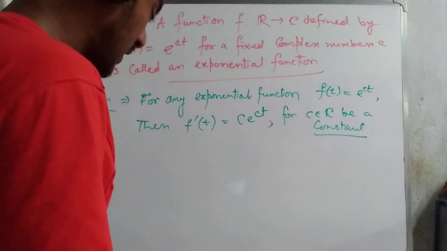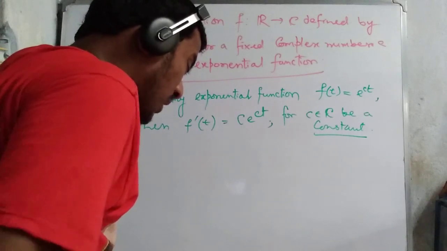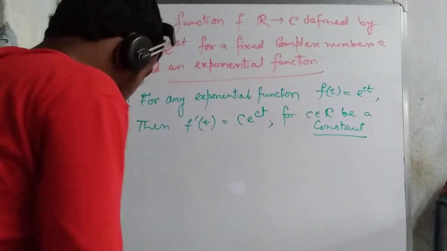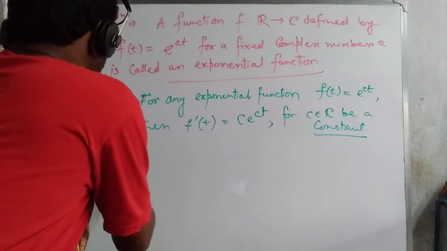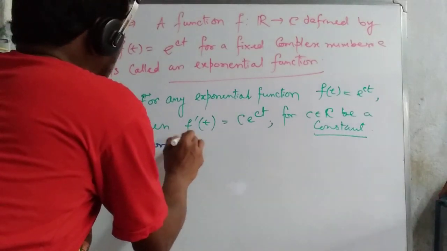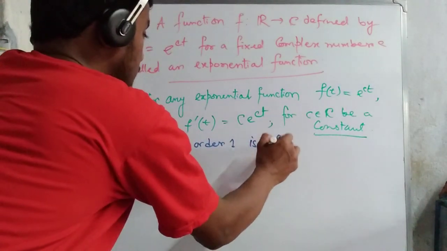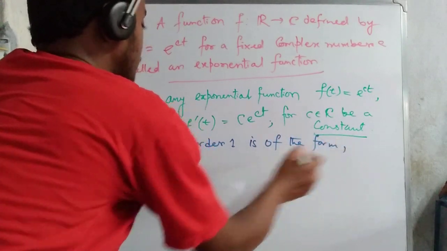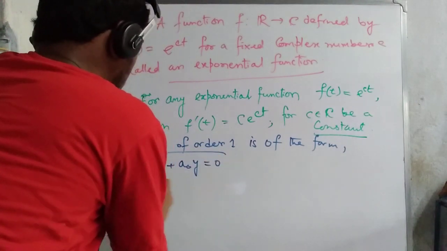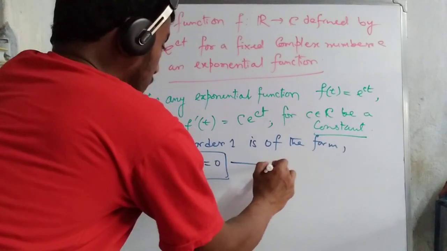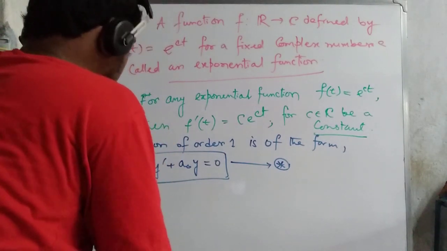Then we go on to discuss another, that means one first order equation, an equation of order one, which is of the form y dash plus a0 y equals 0. Understood? This one we mark as star.